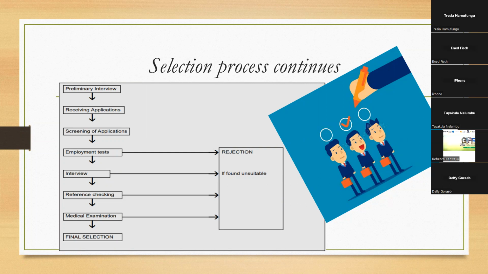Then we go to the fifth step, which is the interview. So this is done to identify a candidate's skills and ability to work in an organization in detail. The purpose of this is to find out the suitability of the candidate and to give him an idea about the work profile and what is expected of the potential employee.